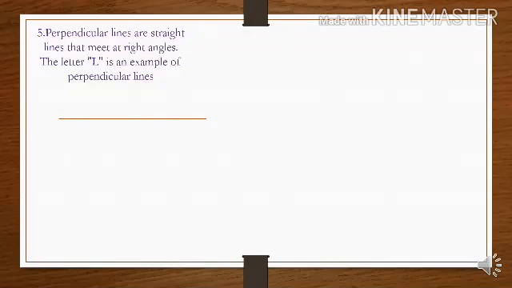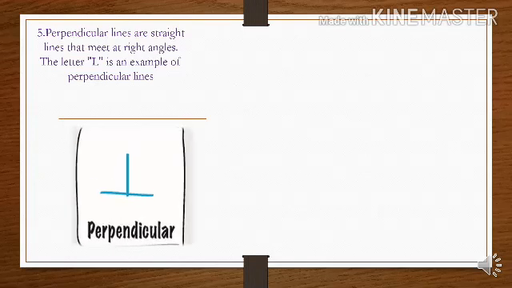Number 5. Perpendicular lines. Perpendicular lines are straight lines that are made at right angles. The letter L is an example of a perpendicular line. Look at the example. That is an example of a perpendicular line.